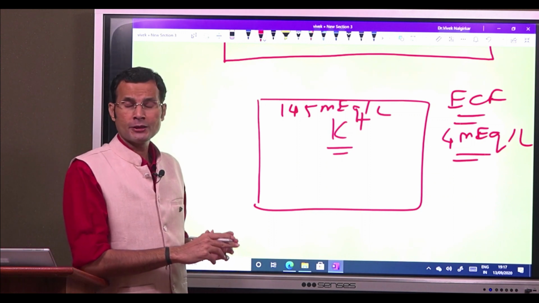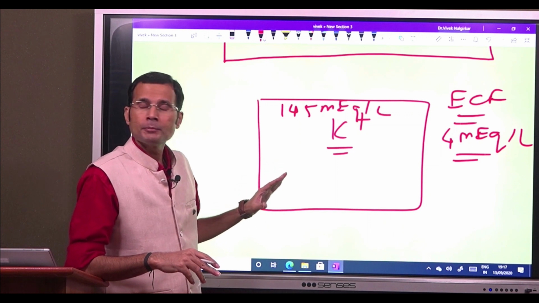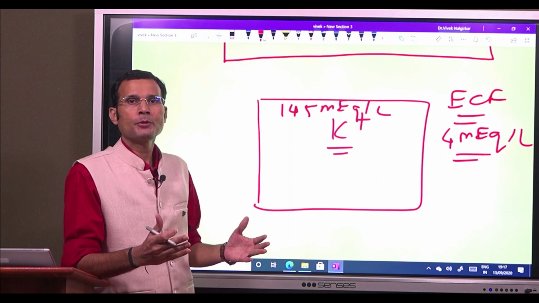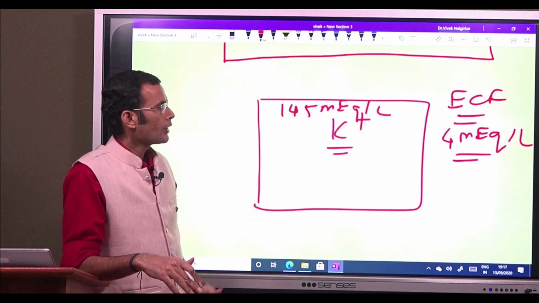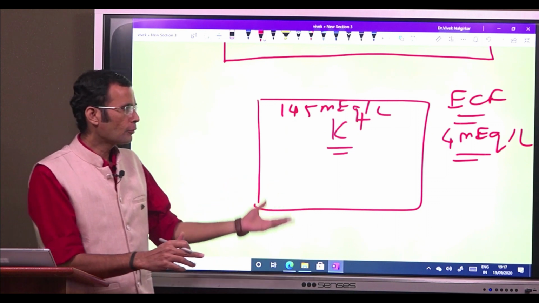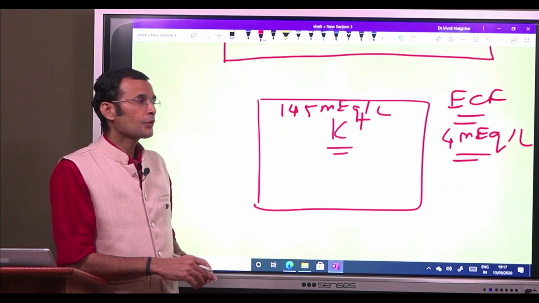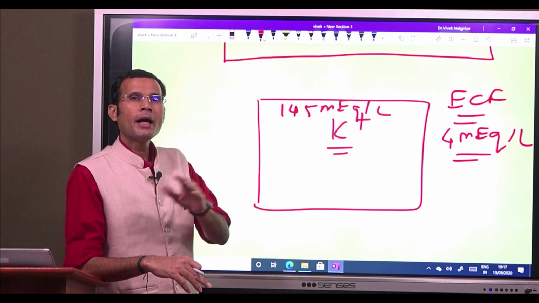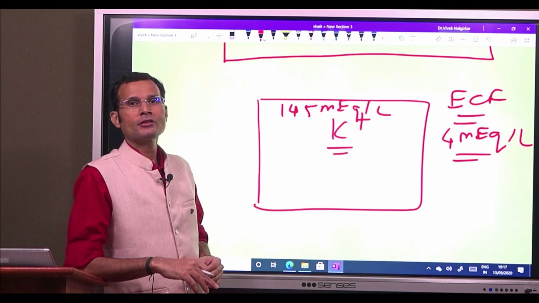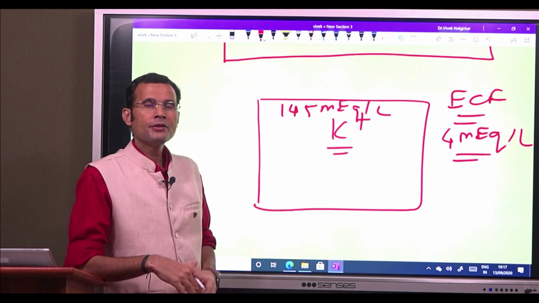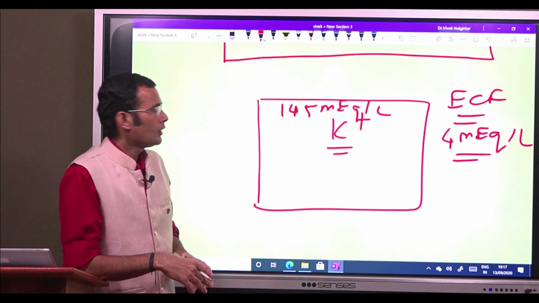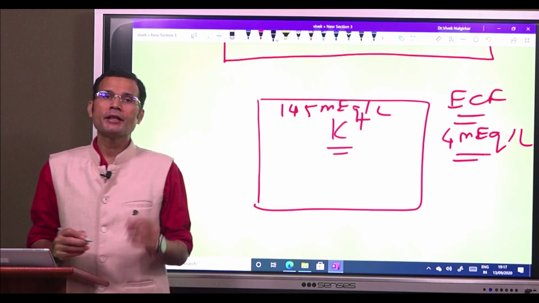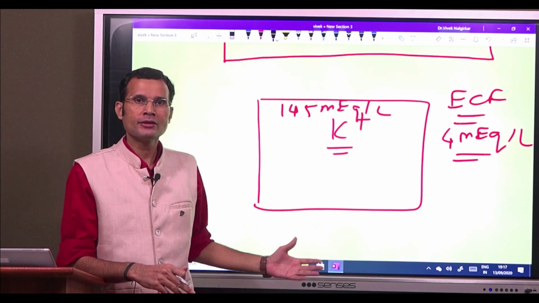So, the first point, potassium is intracellular. A major chunk, or 90% of the potassium, is located intracellularly, and the plasma levels are very low, 4 milliequivalents per liter. But mark this: even though the levels are very low, a minor deviation in the plasma potassium concentration results in clinical disorders. Why? We will see that in some time. One more point that I need to emphasize before we actually start discussing this.